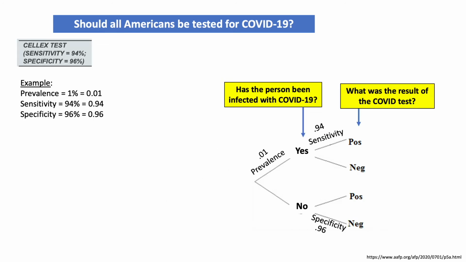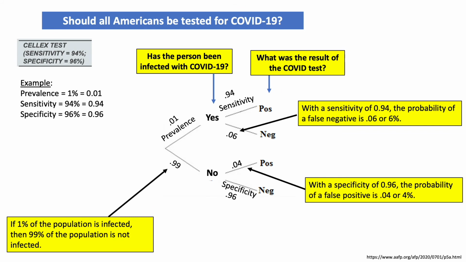All right, as an example, we're going to use the sensitivity and specificity of a test. The CELEX test has a 94% sensitivity and a 96% specificity. We'll assume in this example also that the prevalence is 0.01. 1% of the population has COVID-19. Where those three numbers appear on the tree diagram are as illustrated here. And this allows us to complete the rest of the tree diagram.